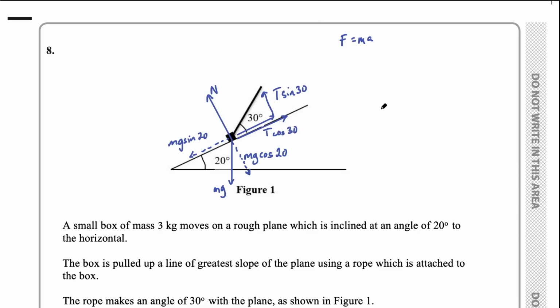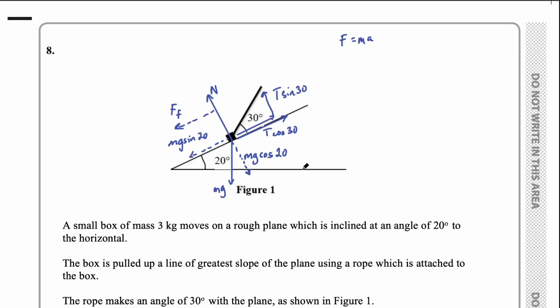And then we have the friction force as well, which is acting in the opposite direction to movement. Now, we're told the particle is moving up the slope, so the friction force must be acting in the opposite direction, so down the slope. I'm just going to draw it up here because there's not much space. So this is the friction force.